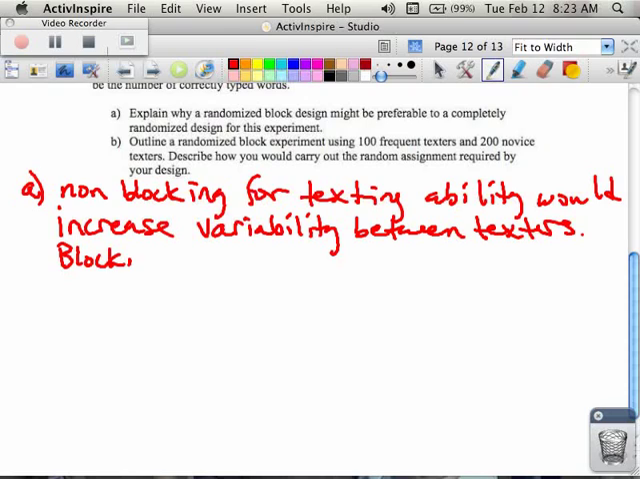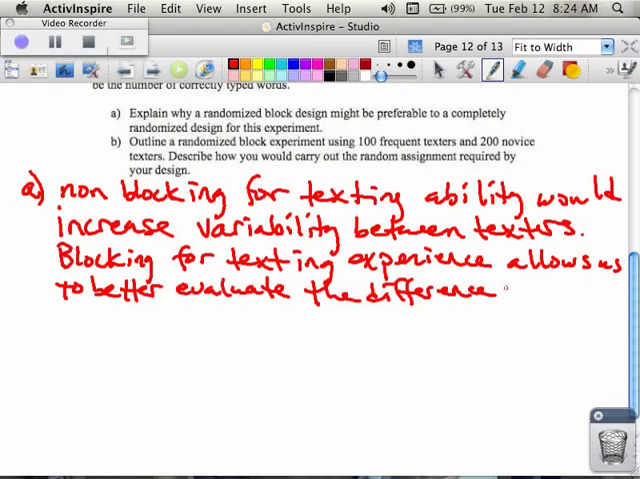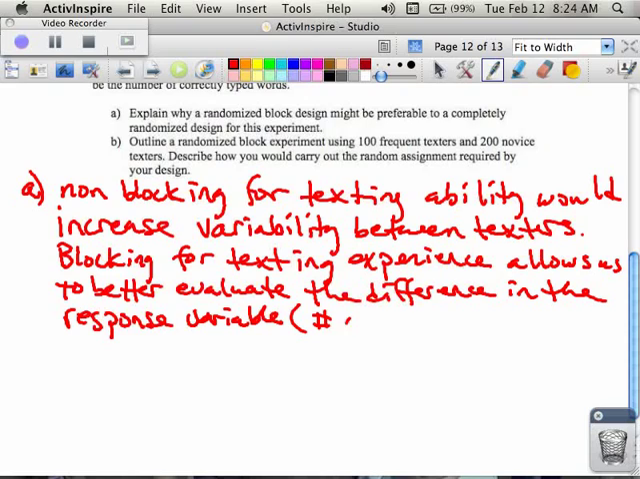Blocking for texting experience allows us to better evaluate the difference in the response variable, which in this case was the number of correctly typed words.